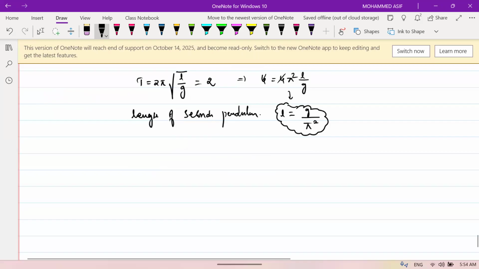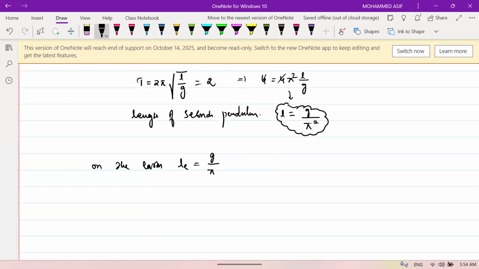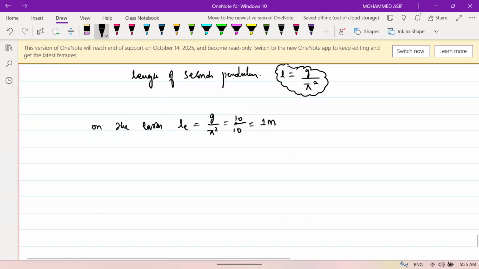On the earth, the length of your simple pendulum will be equal to G divided by pi square. The G value is 10 and approximately the pi square value is also 10. So it will be equal to 1 meter. What should be the length of the simple pendulum on the surface of the earth? It will be 1 meter.